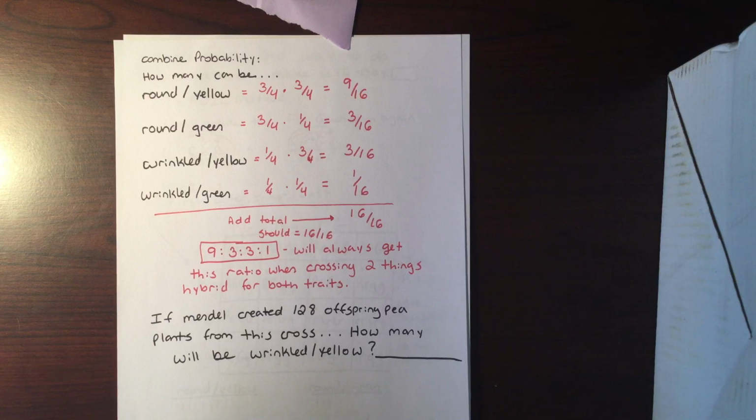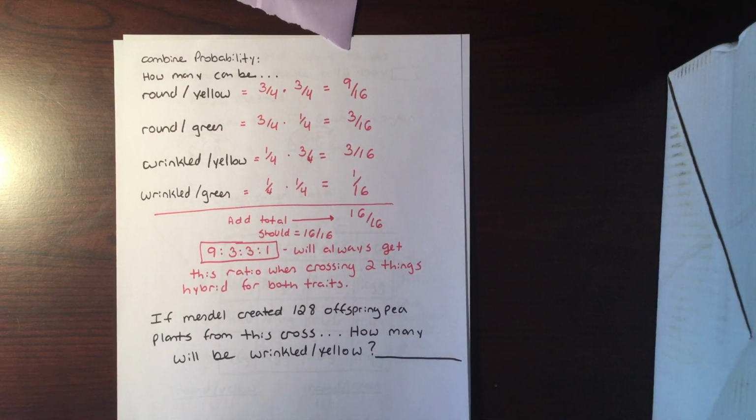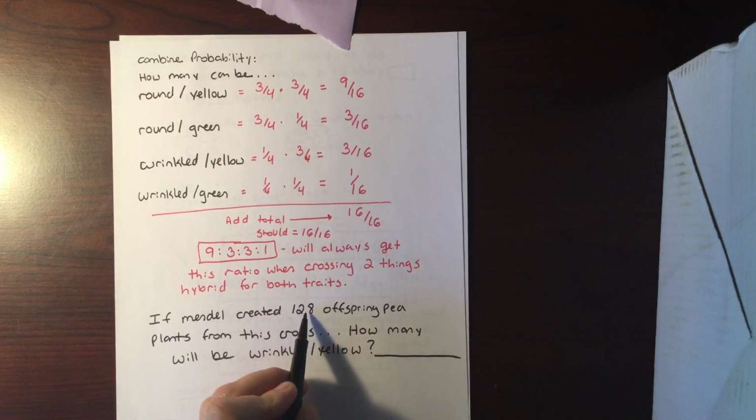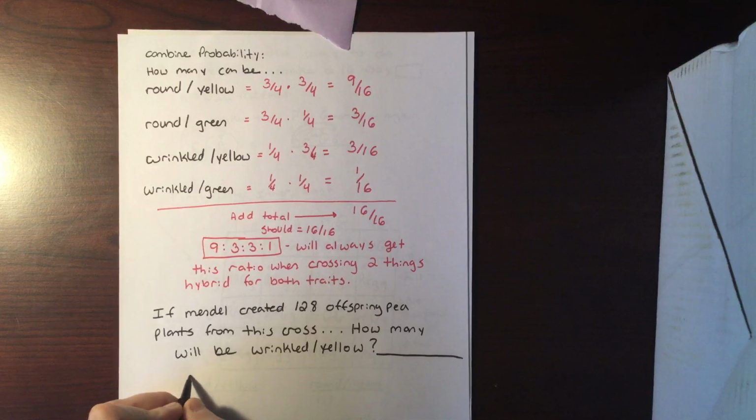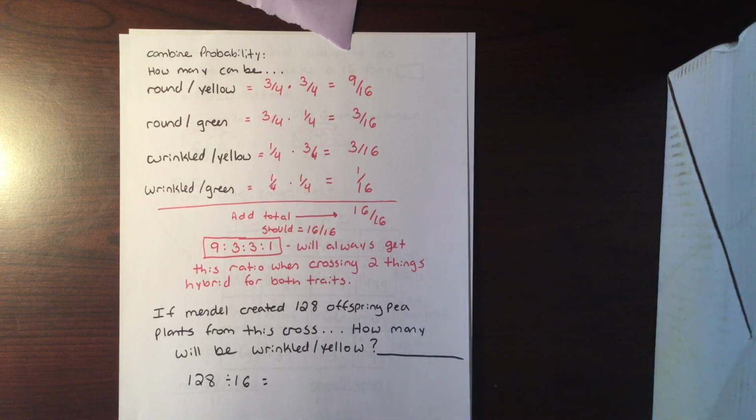So you go, how do I do that? Wrinkled and yellow. I know I have 1 out of 16, but now I have 128 offspring instead of 16 offspring. So what I want to do is figure out, if I have 16 offspring, how many times can 16 go into 128? So let's take 128 and divide it by 16. And I know that basically is going to give me 8.